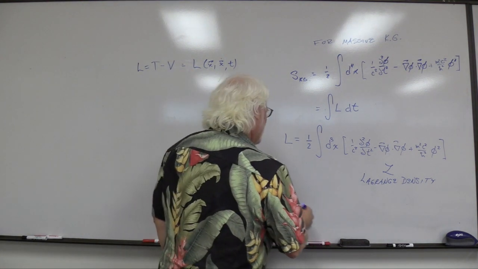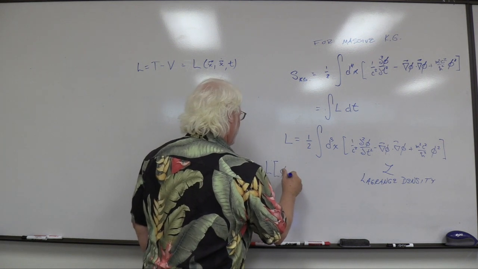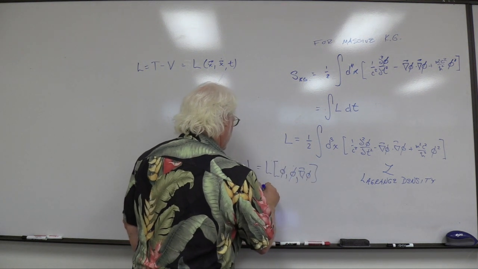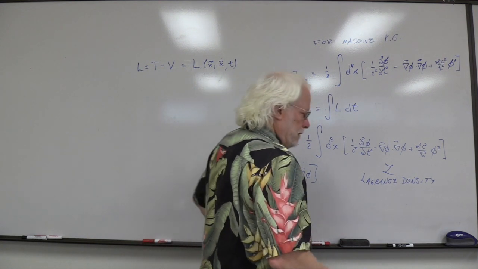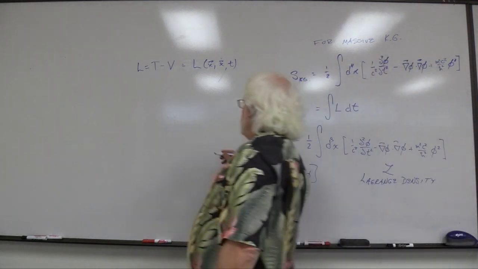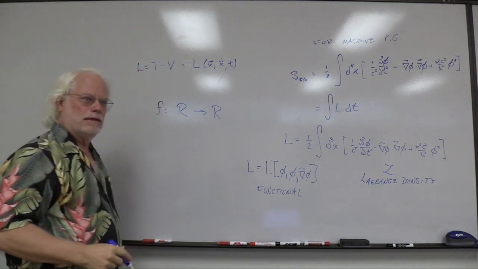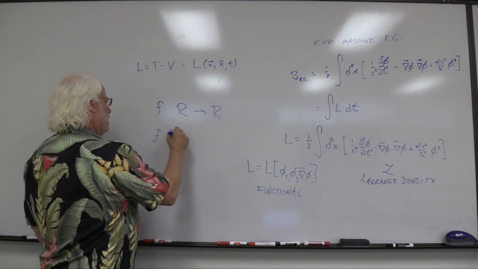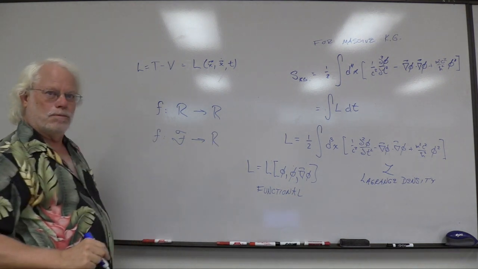Okay, so this L is now a functional of phi dot and grad phi. That's a functional, not a function. So does everybody know what a functional is? A function is a mapping from reals to the reals. You give me a number, I give you a number. A functional is a mapping from a function space to the reals. You give me a function, I give you a number.